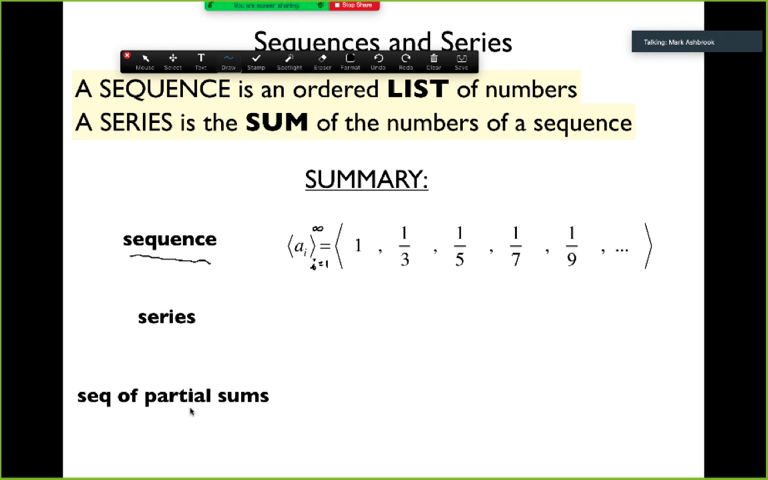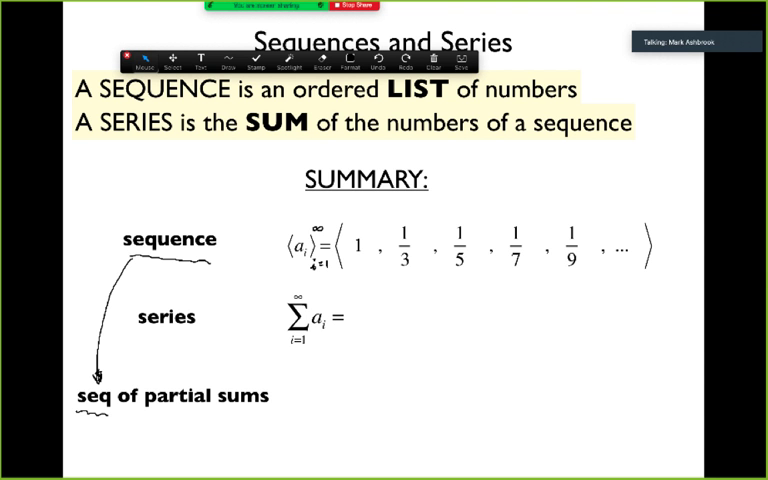What about a sequence of partial sums? Is that a sequence? Is that an ordered list of numbers? Yeah, it's still a sequence, right? It's still a sequence. It's just a specific kind of sequence. All right, so it's still a sequence.